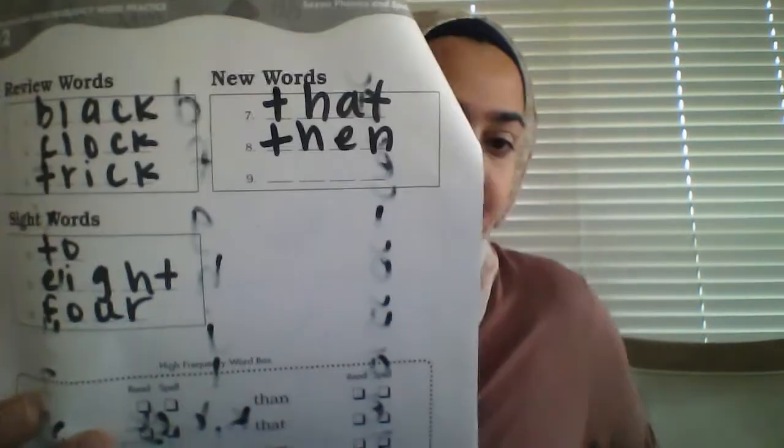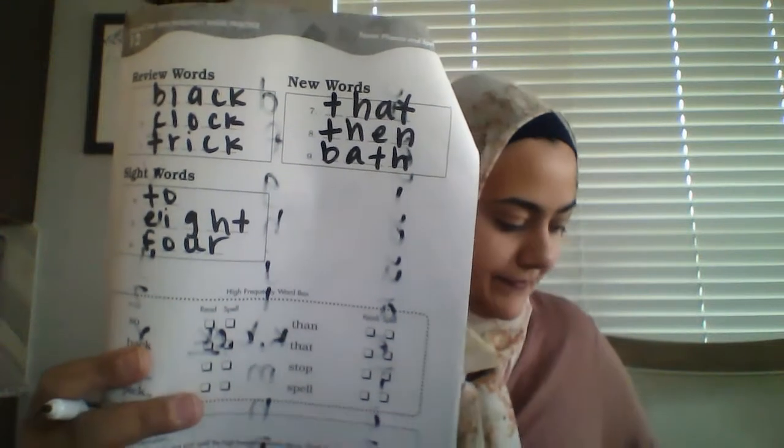Number 8, then. How do we spell then? T-H-E-N. Should look like this. Number 9, I want you to write the word bath. How do we spell that? B-A-T-H. Should look like this. Bath. Excellent job.